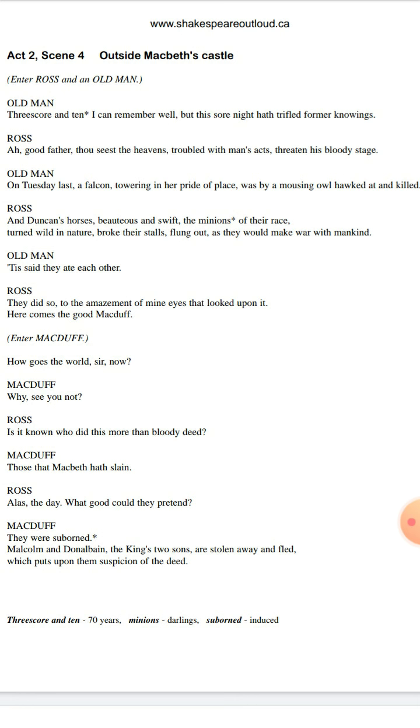Duncan's horses, a thing most strange and certain, that were beauteous and swift, the minions of their race, and they were renowned of their breed. Race here means breed. Turn wild in nature, so suddenly became mad. Broke their stalls, and they broke away, flung out, contending against obedience, as they would make war with mankind. And suddenly they became mad, and broke away and ran out, refusing to obey, as if they would fight with mankind.